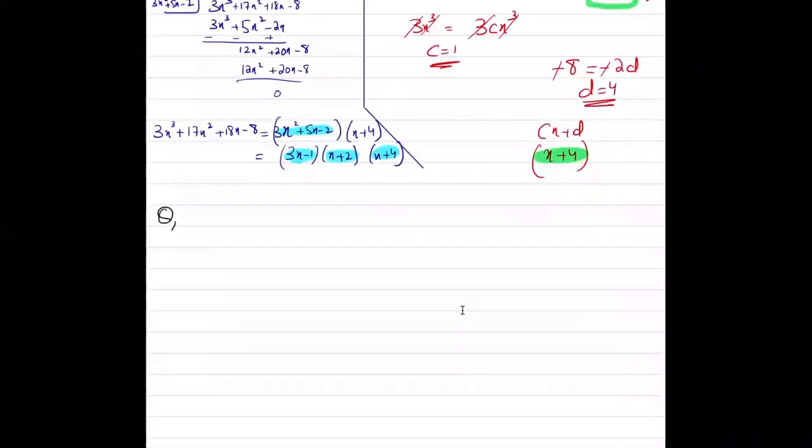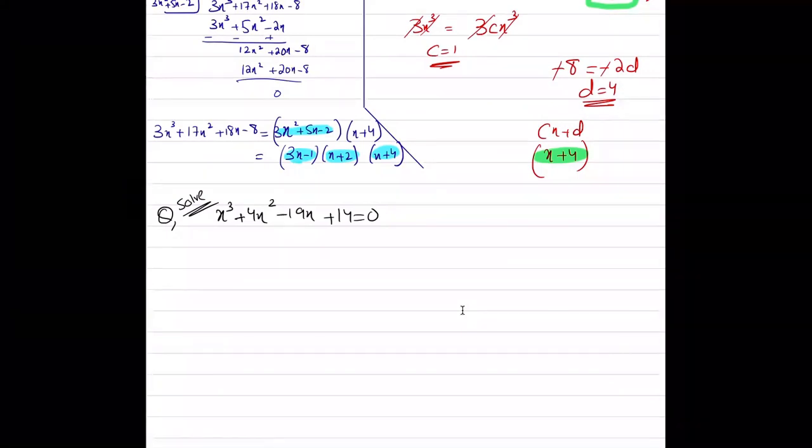Now sometimes in the question you will not be given any factors and you will just be asked to solve a cubic polynomial. So solve this equation. We don't have any factors. Now what you are going to do is go for the trial and error method and find the factors.